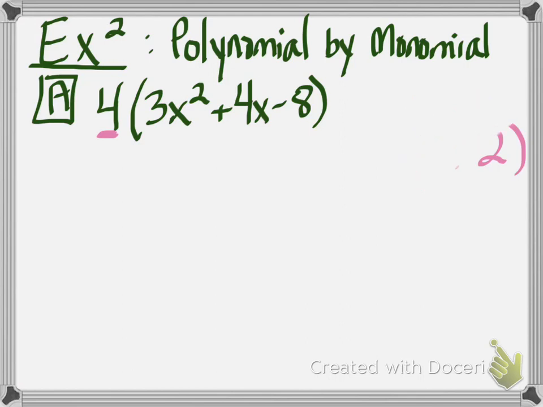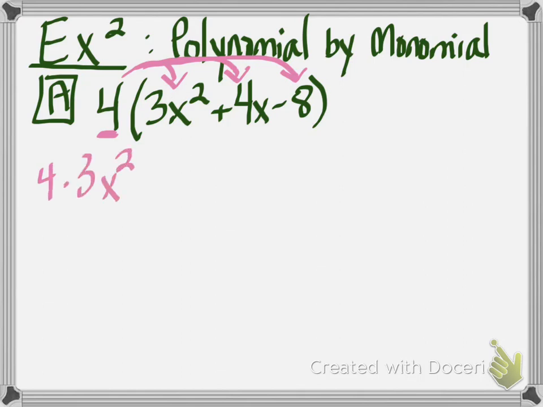We're going to do the same thing now, except now it's a trinomial. It's a quadratic trinomial. That 4 gets multiplied by each part. So this piece, and this piece. There's 3 pieces that get multiplied by 4. 4 times a 3x squared plus 4 times a 4x minus a 4 times 8.